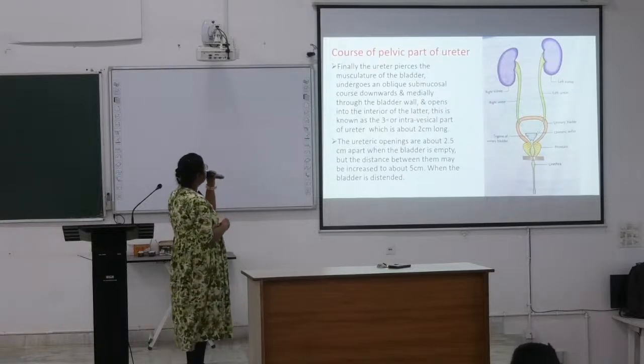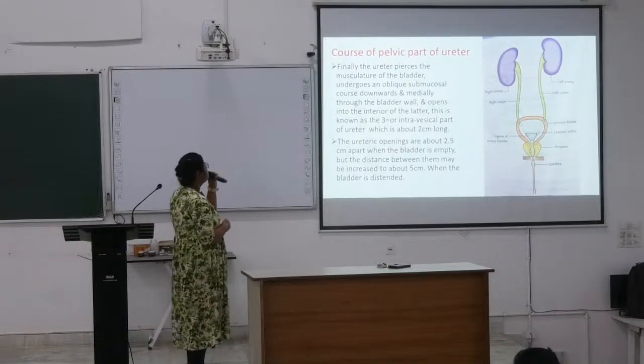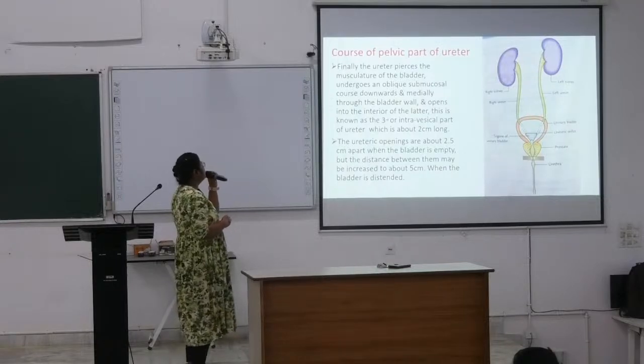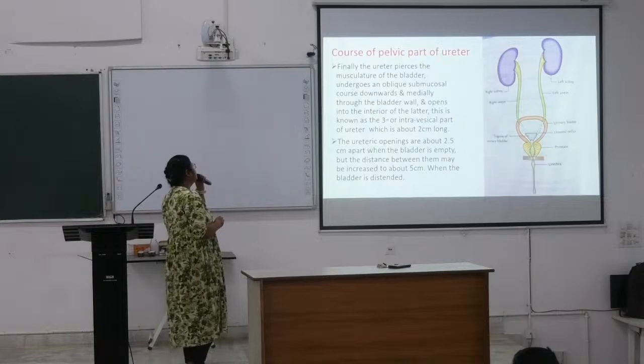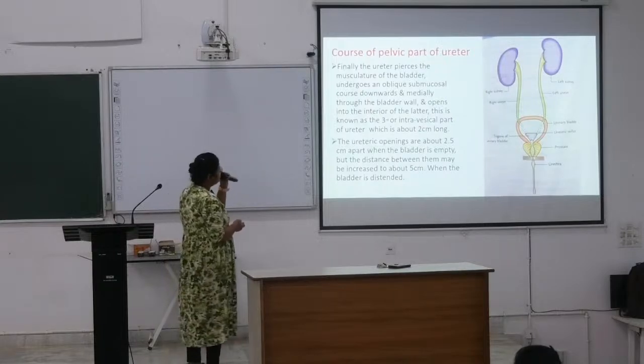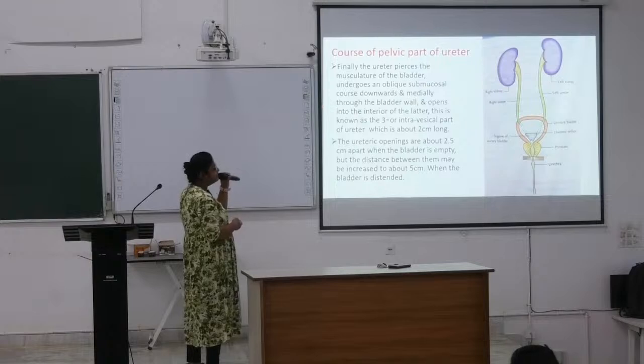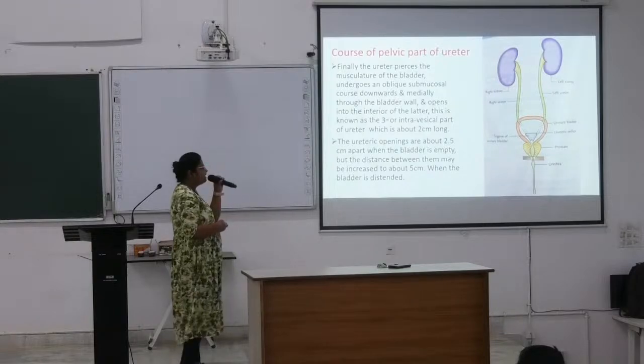Then finally the ureter pierces the musculature of the bladder. See, here it is piercing the musculature of the bladder, and undergoes an oblique submucosal course downward and medially through the bladder wall and opens into the interior of the bladder, and this is known as the third or intravesical part.